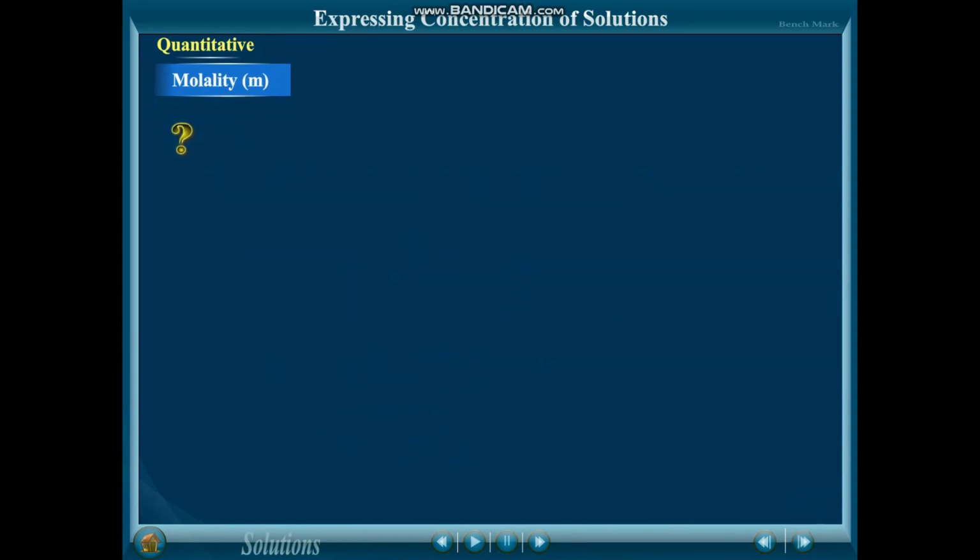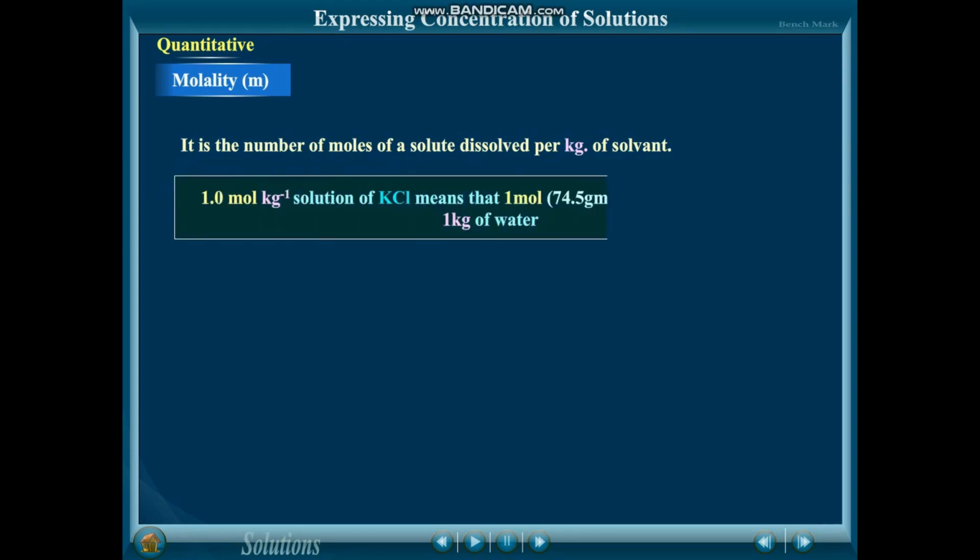Next is molality. The next way of expressing concentration is molality. It is the number of moles of the solute dissolved per kg of the solvent. This way of expressing we have also learned last year. 1 mole per kg solution of KCl, potassium chloride, means that 1 mole of KCl is dissolved in 1 kg of water. It is the mass of the solvent in kg.